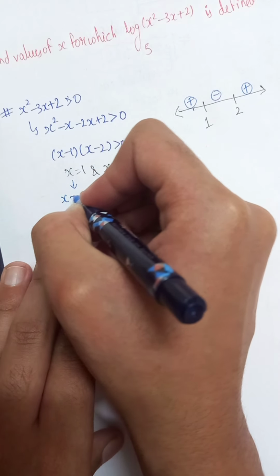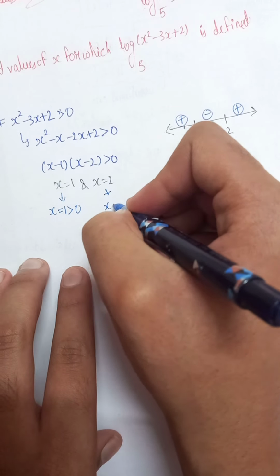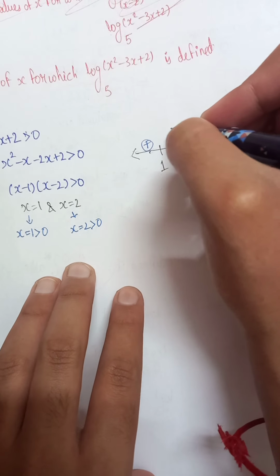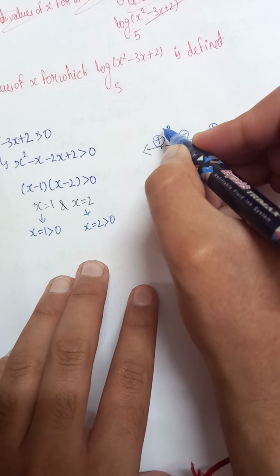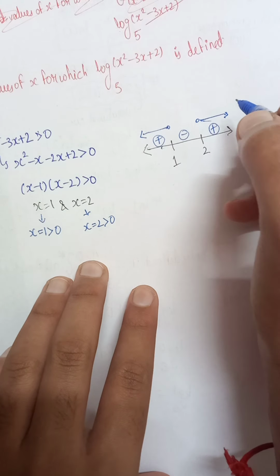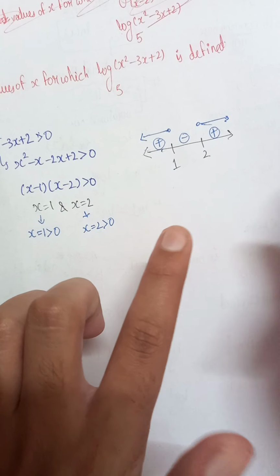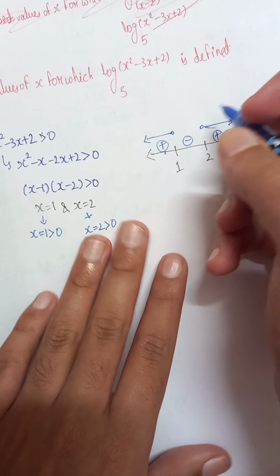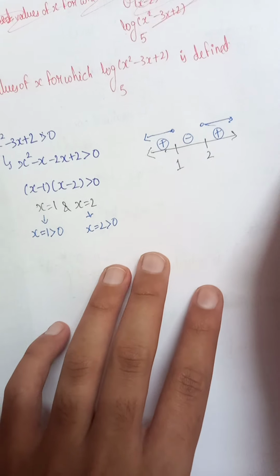So x is greater than 2 gives positive, and x less than 1 is also greater than 0. It goes from this side. You will be able to understand this clearly when I teach you the wavy curve method. Okay, so don't get tense saying I'm not able to understand. It's just a simple thing. I'll teach you in the wavy curve method.